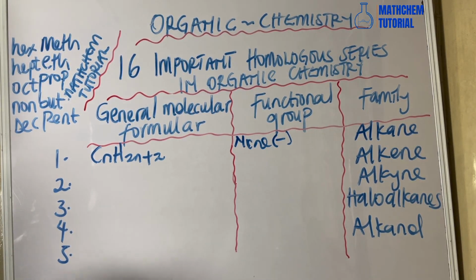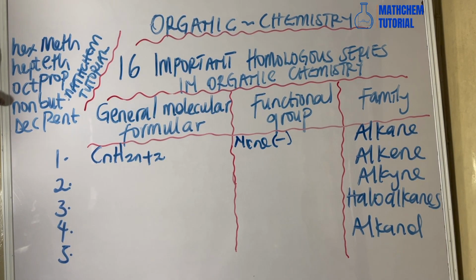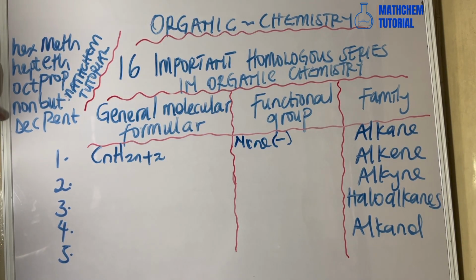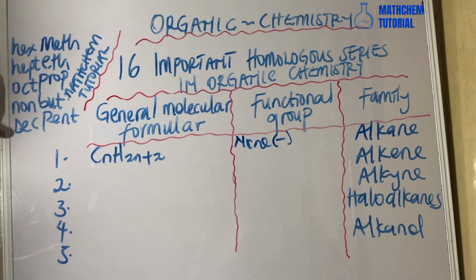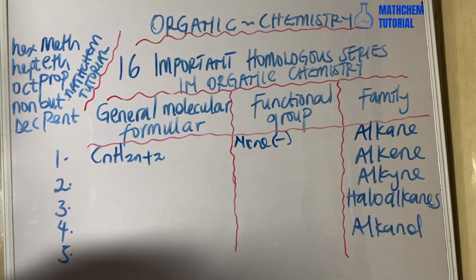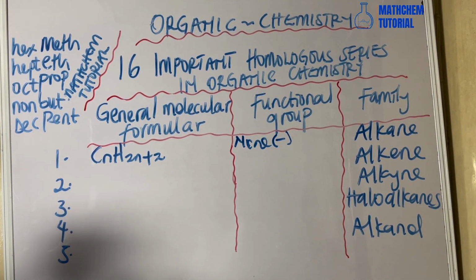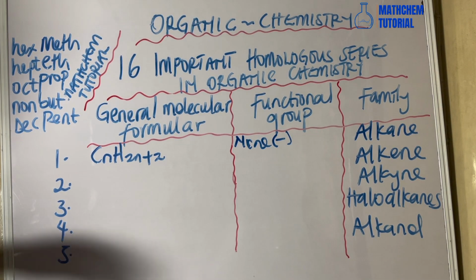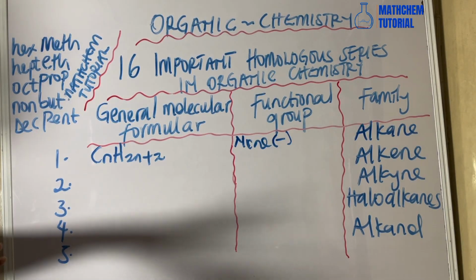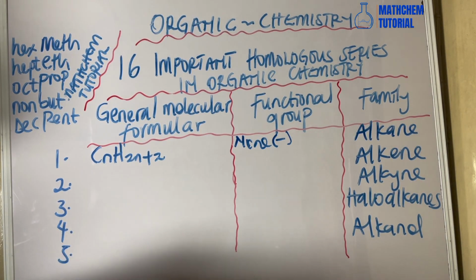Meaning that these members of alkane differ by CH2, or 14 grams per mole, because the molar mass of CH2 is 14 grams per mole. That really defines what a homologous series is. A homologous series is a series of compounds in organic chemistry whereby each member differs from the next member by a constant unit of what?